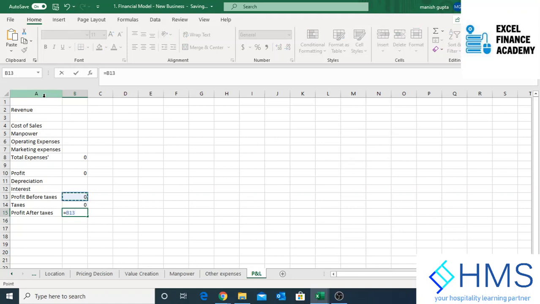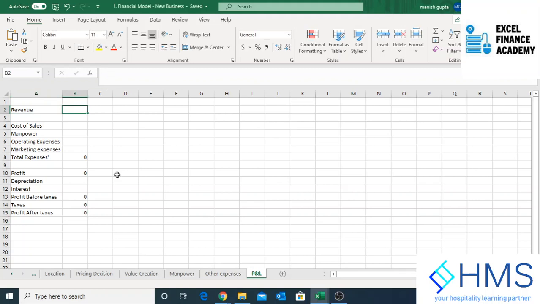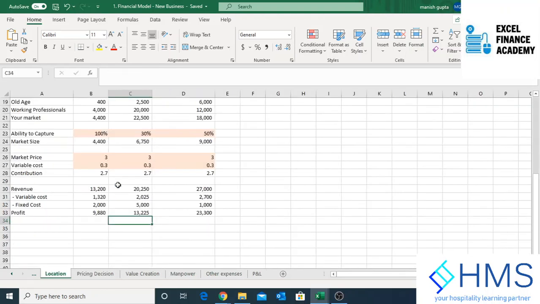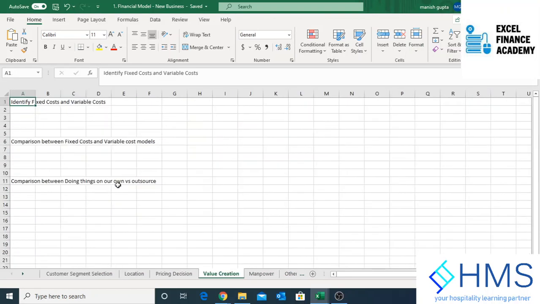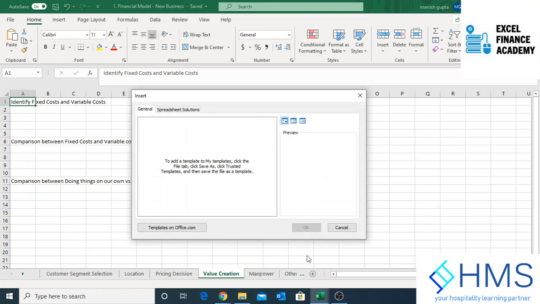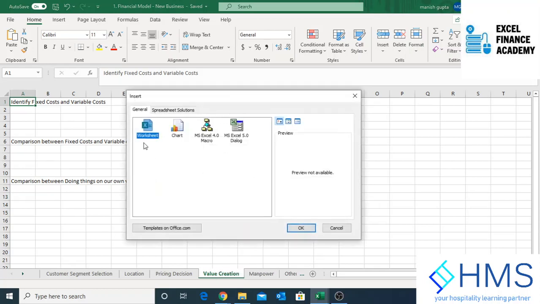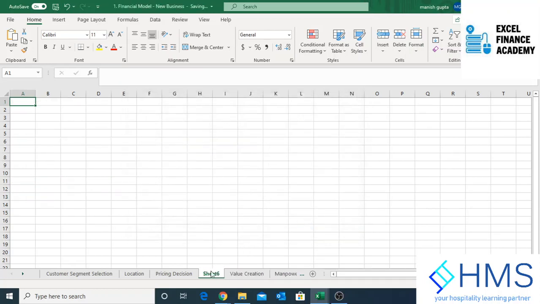Okay, so that's the bare skeleton of our model. Now we need to identify all the details. So revenue, where is the revenue going to come from, right? We have done an initial understanding of our pricing, of our location, of our customer segment. So now we need to create a sheet for our revenue budget. So we can create a sheet here, of revenue budget.